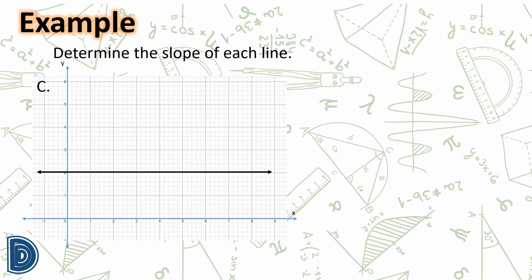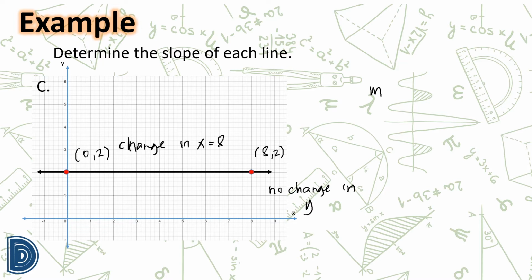This time, let us have a horizontal line with 2 points at (0, 2) and (8, 2). Notice that there is no change in y-coordinates. But for x-coordinates, from (0, 2) to (8, 2), the change is 8 units. Hence, the slope of this line is 0 over 8, or simply, the slope is equal to 0.